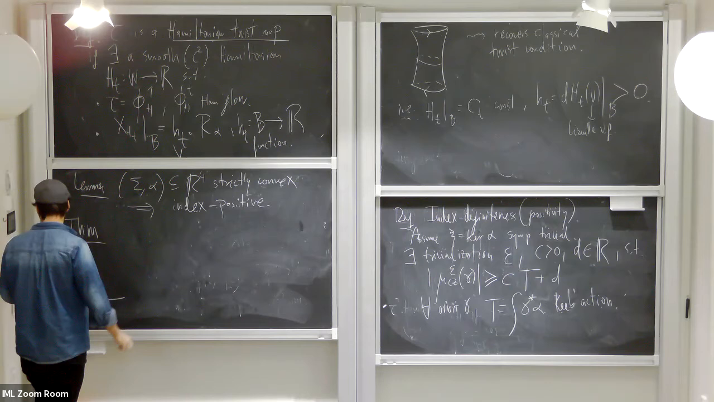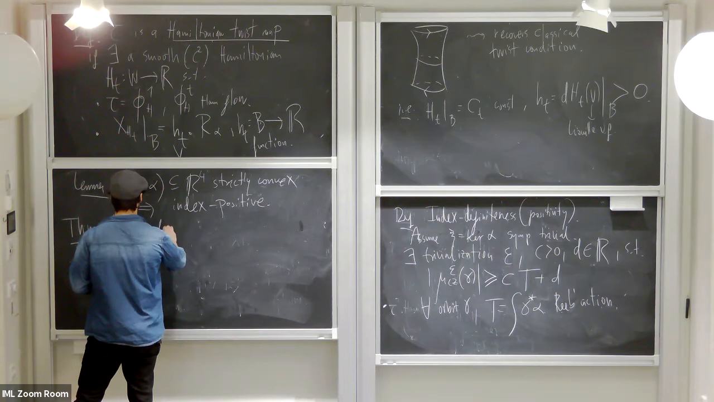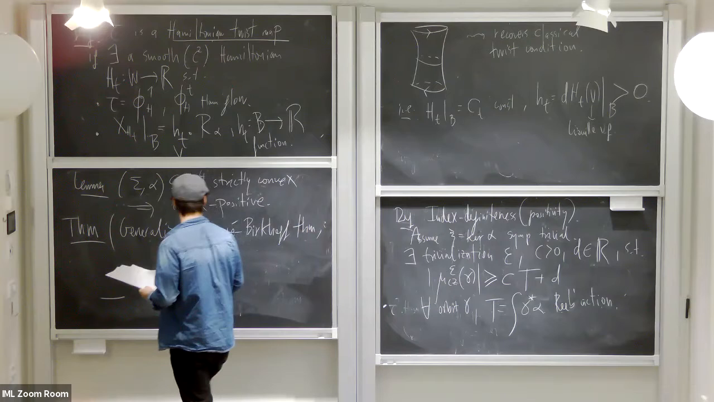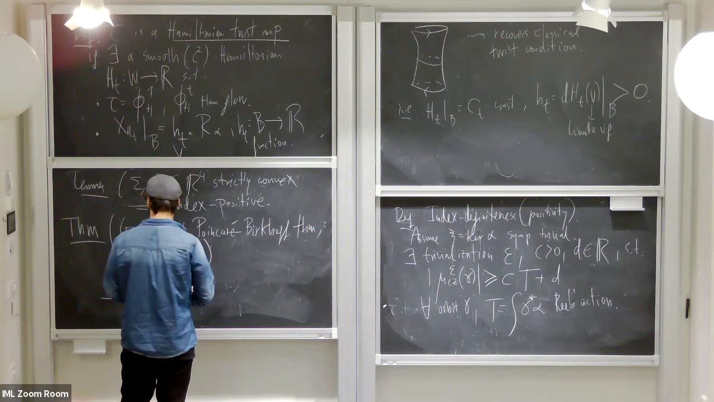So the theorem, this is a generalized Poincaré-Birkhoff theorem, which is due to myself and Otto, reads as follows. You start with a Hamiltonian twist map tau.